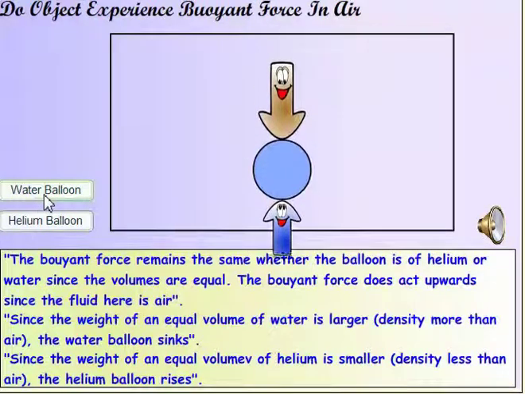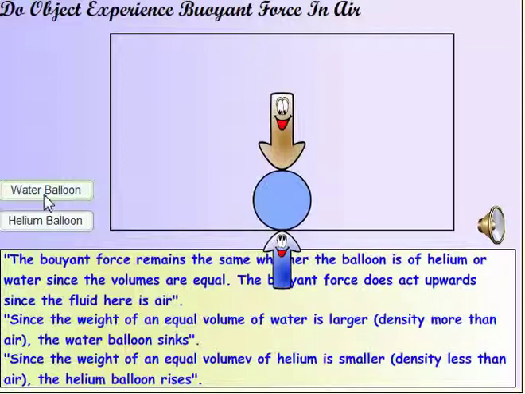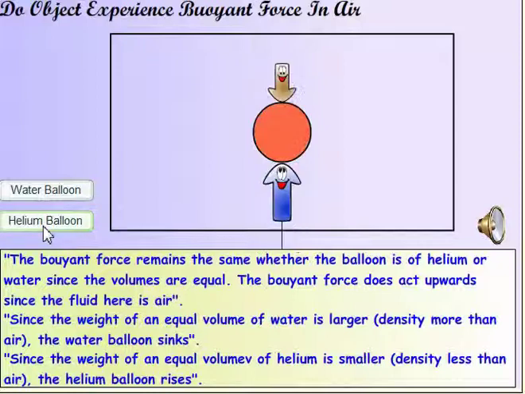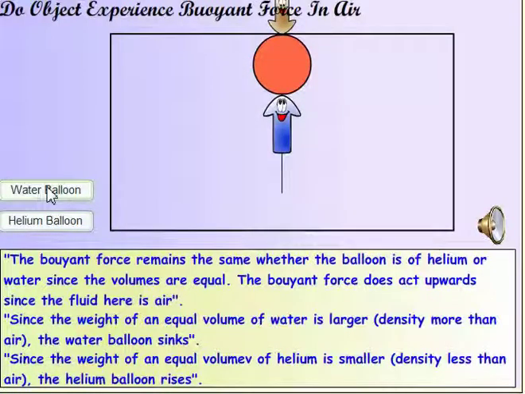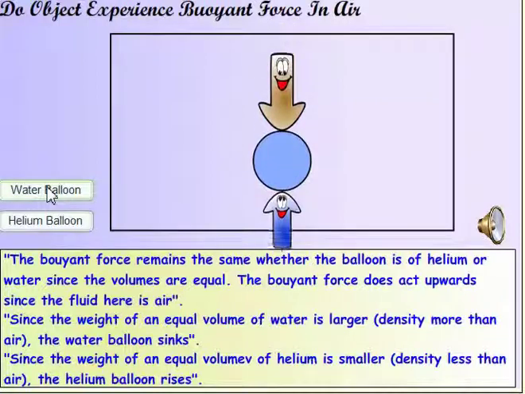Air is also a fluid, and therefore all bodies in air will experience a buoyant force. Since the density of air is very small, the buoyant force is also very small. The water balloon weighs more than the same volume of air. So, although a buoyant force acts on it, it moves down. A helium balloon weighs less than the same volume of air. So, the buoyant force is higher than its weight, and the helium balloon moves upwards.